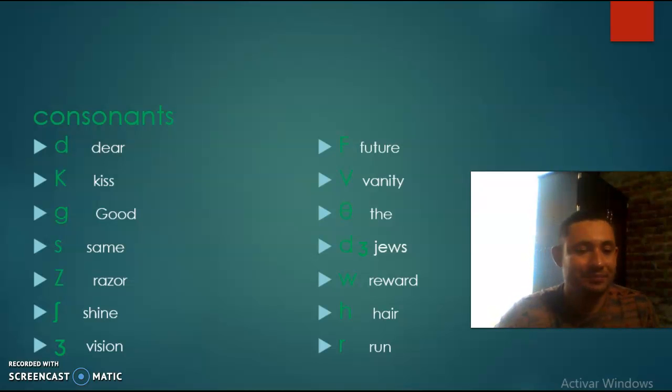This sound is equal to our S. You only have to say who. Example, same. Now we have another sound and is razor. Now shine. Again shine.